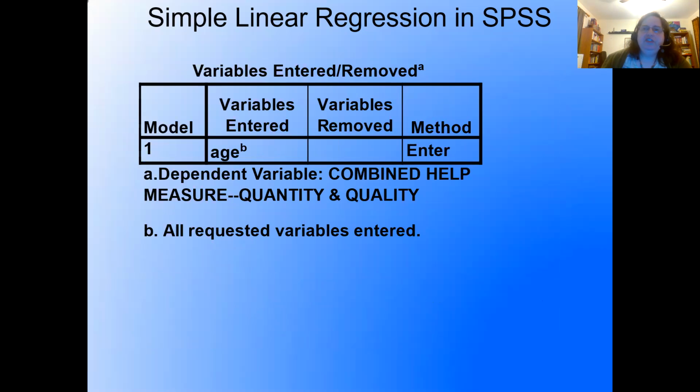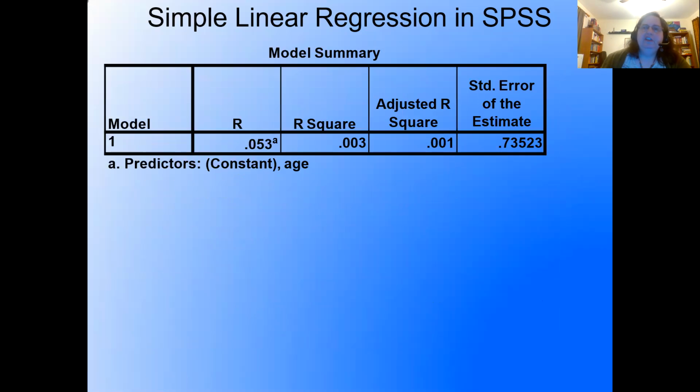So we enter age into the model, right? Age is going to be our IV. Combined help is going to be our DV. Here's our information this time. Here's our R of 0.053, the R square of 0.003, 0.3% of the variance, and our adjusted R square of 0.001, 0.1% of the variance accounted for. Not looking good, guys.